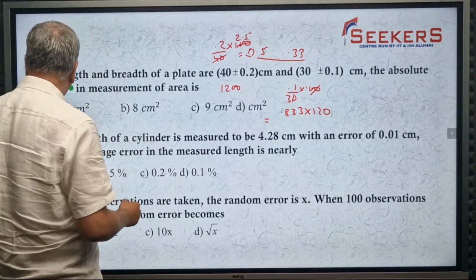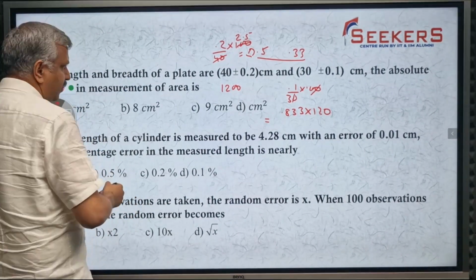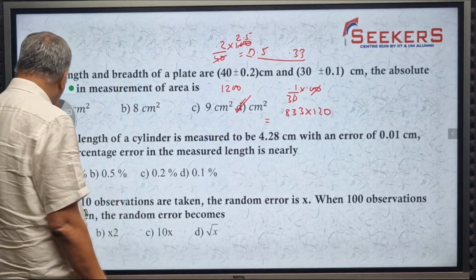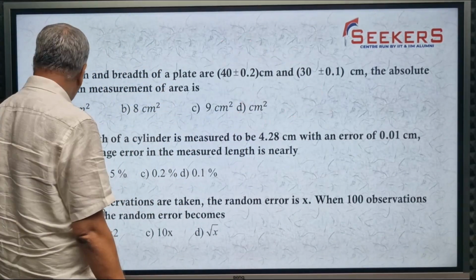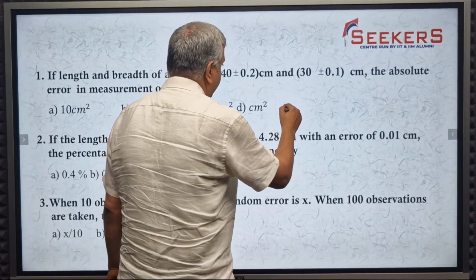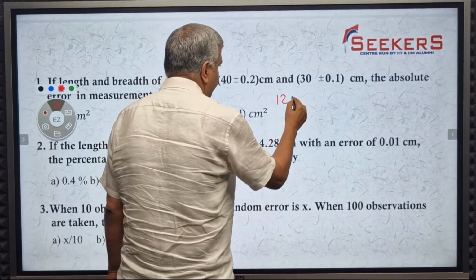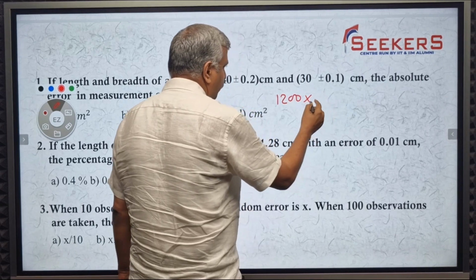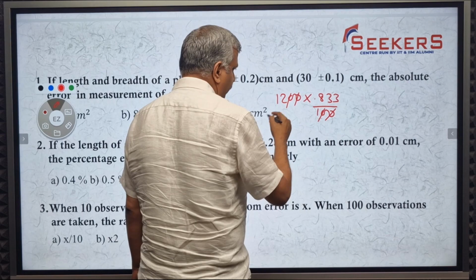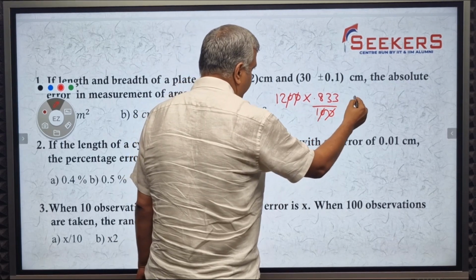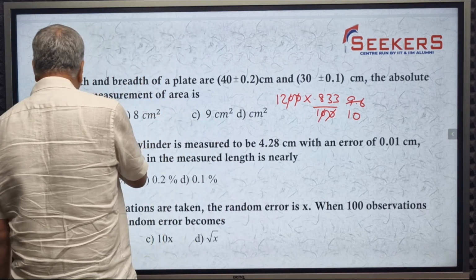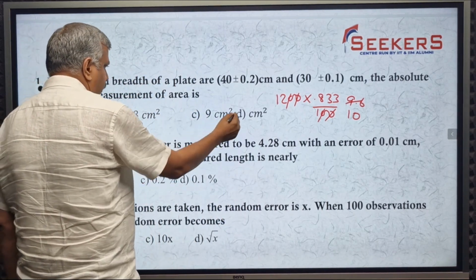If I look at the options, I'm not able to see this particular option, but I'm assuming this is 1. Then let me just check, so that is 10. So 10 can't be the answer. Sorry, yes, it is 10. 1200 into 0.833 by 100. So the zeros get cancelled. 12 into 8 will be like 9.6. When you multiply this, it will become 10. So the answer should be option A and not D.